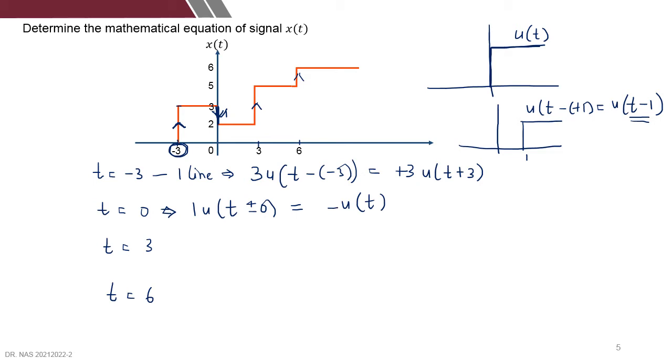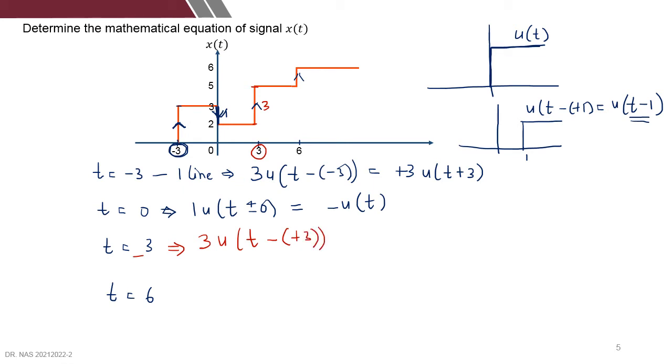Okay, moving on to the next t. At t equal to 3, you have one line here. What's the amplitude? From 2 to 5, the amplitude is 3. So it's 3u(t minus 3), in this case positive 3.